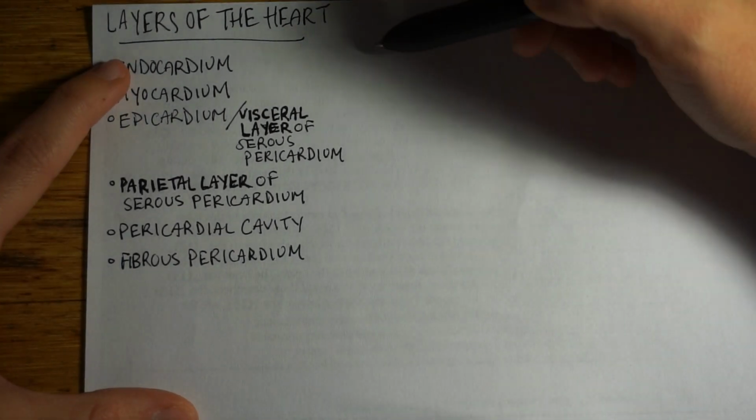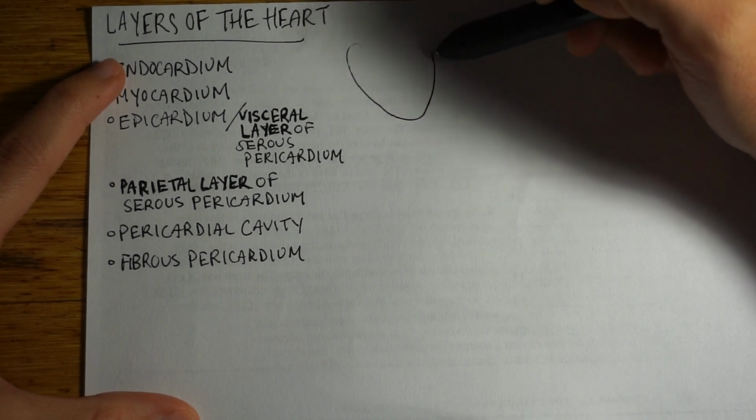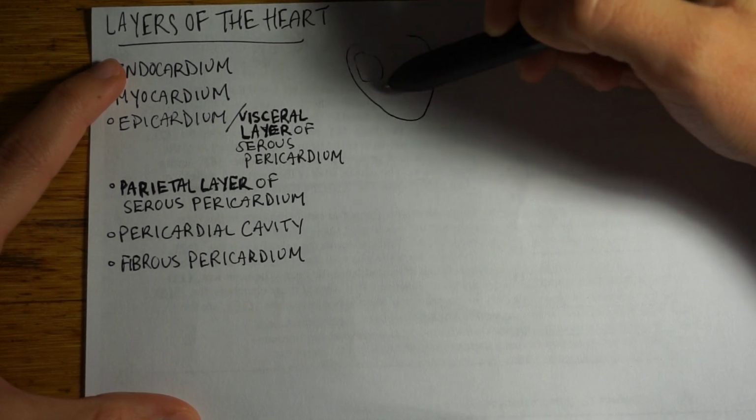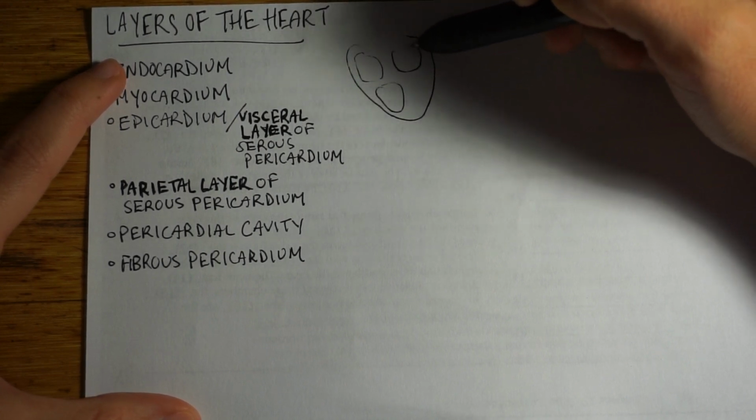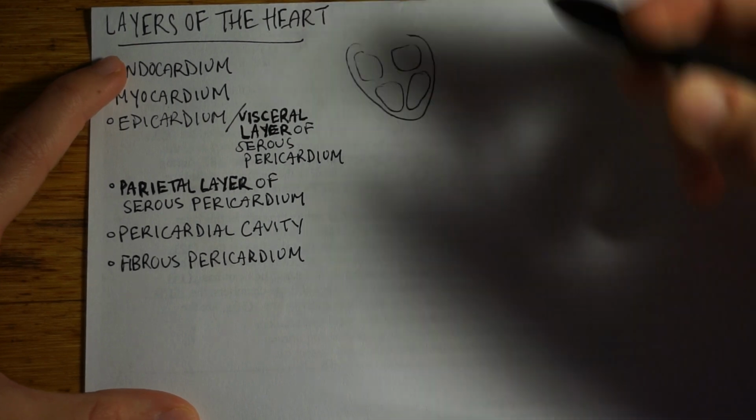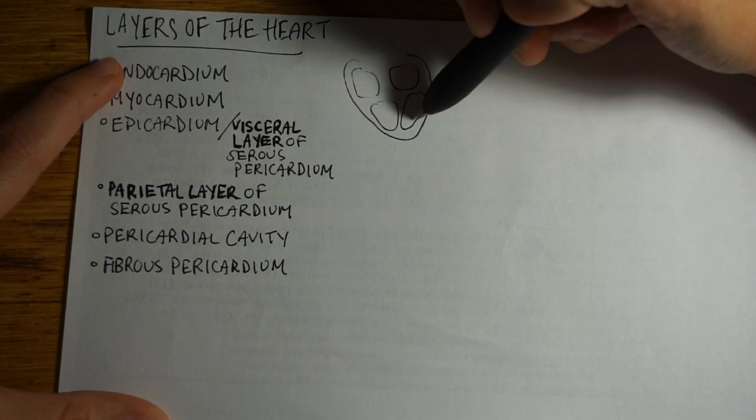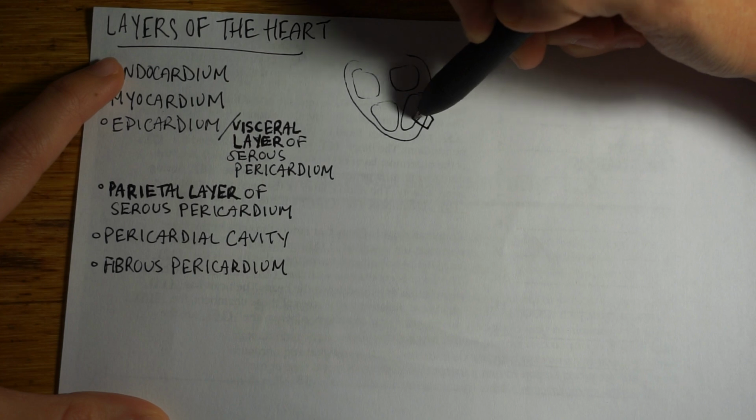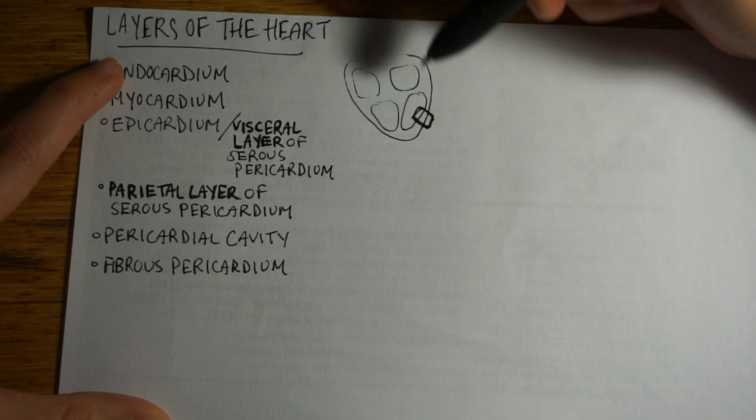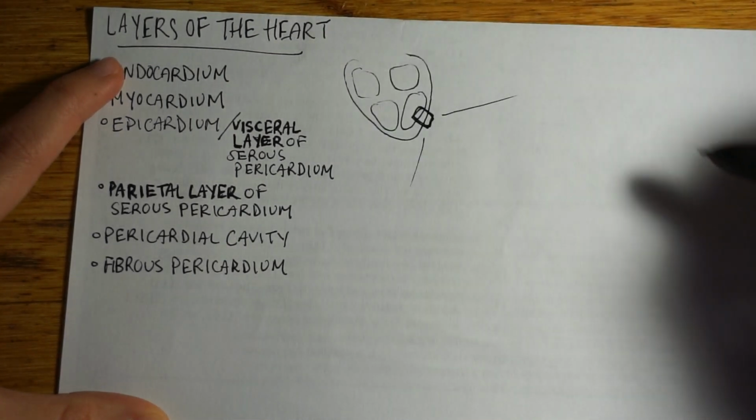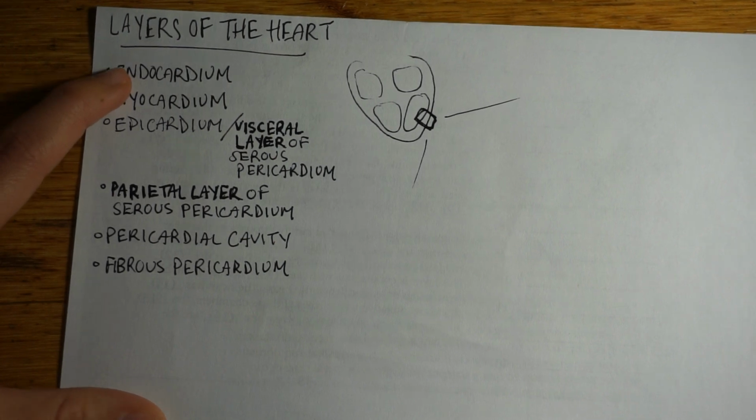So think about it like this. I usually draw the heart like this. Here you have the right atrium, right ventricle, left atrium, left ventricle. Essentially what we're going to do is imagine taking a chunk like this here, and we're going to blow it up so we can look at all of these tissues.